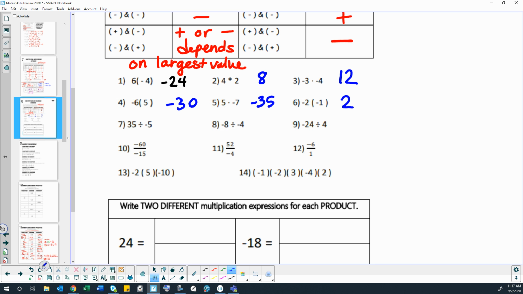All right, on number 7, what happens when we take a positive 35 and we divide by a negative 5? Every answer I've seen so far on your whiteboards is correct. Some of them I can see better than others, but you're writing largely with a nice marker.